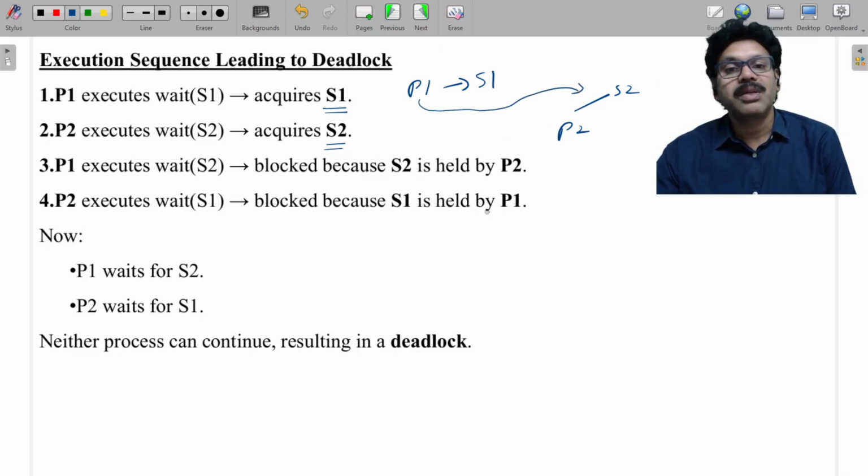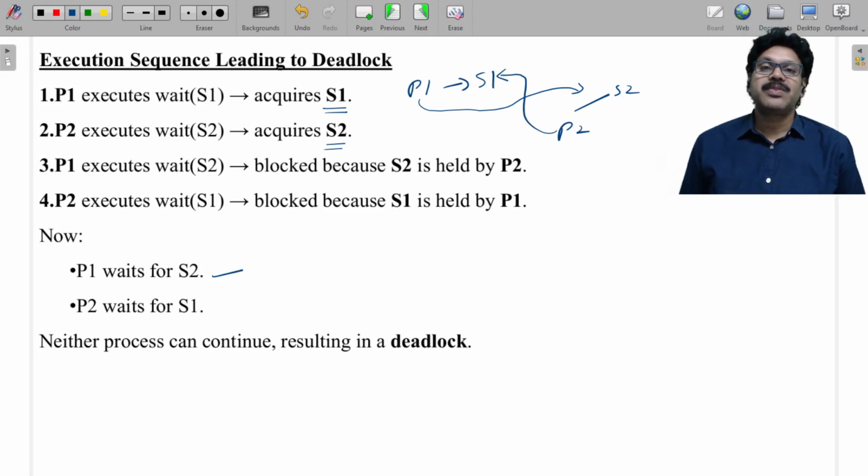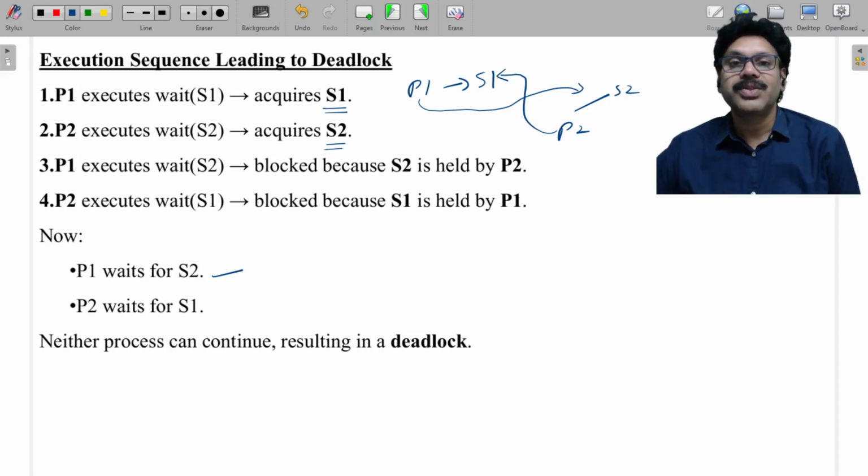And P2 is asking for what? S1. It is with whom? P1. Then it leads to deadlock. So P1 waits for S2 and P2 waits for S1 forever. It leads to deadlock. It's a never-ending process.